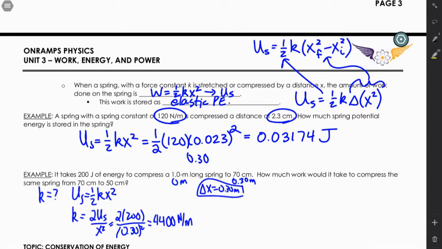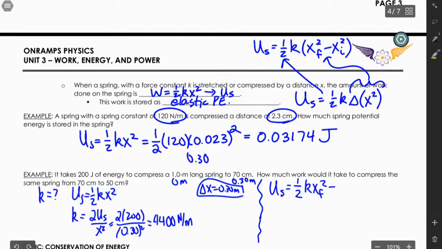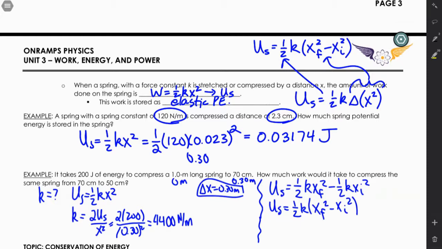Okay, so now we have the k value. Now we can tackle the actual question. Okay, so one thing to remember, we're trying to find the energy to compress it from 0.7 to 0.5. We've got to find what is the potential energy at both positions. So we're going to do 1/2 kx final squared minus 1/2 kx initial squared. Now you can clean this up to help you put it into your calculator a little bit by factoring out that 1/2 k, to be 1/2 k times x final squared minus x initial squared.